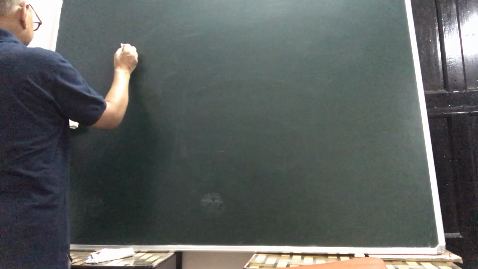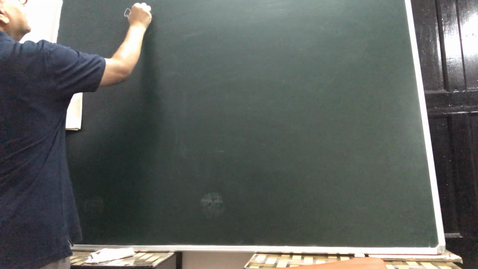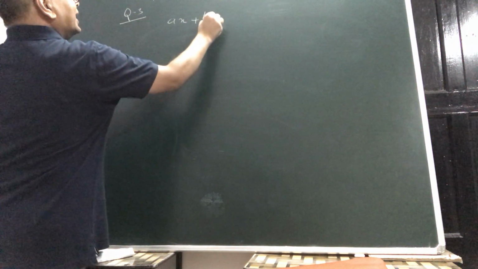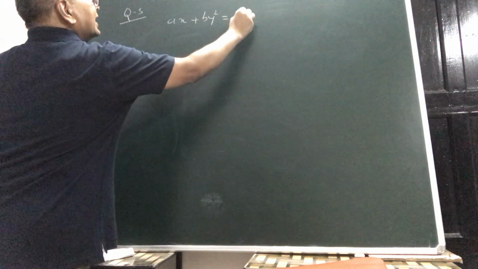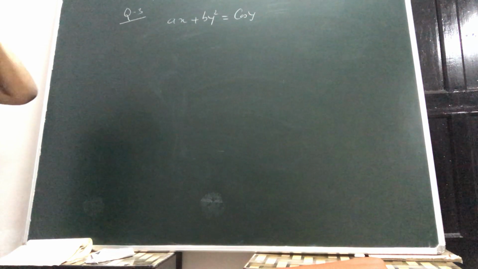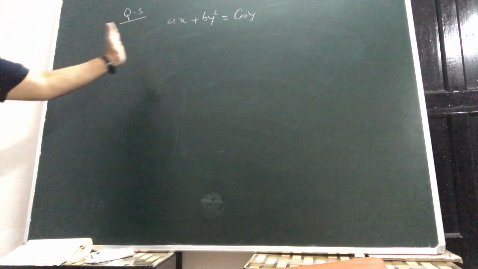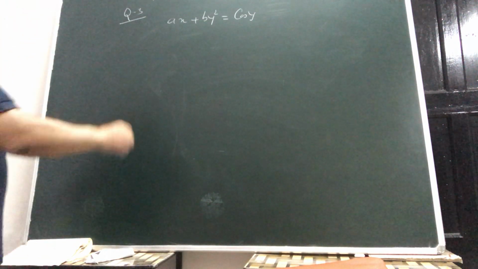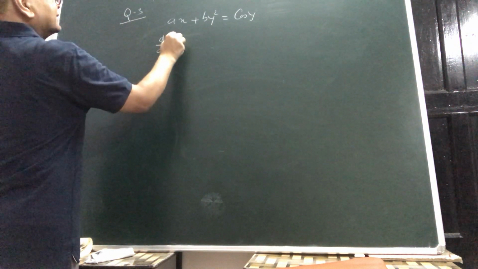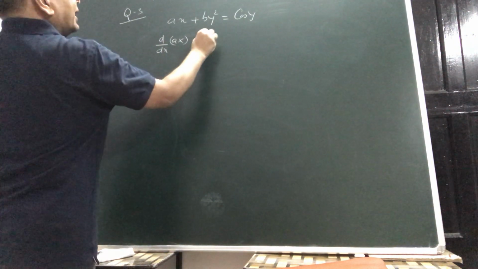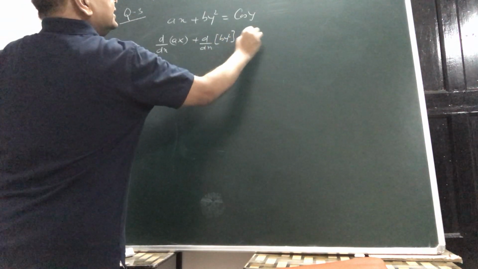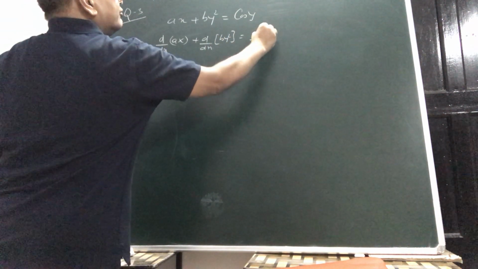Question 3. Please see, they are very simple. ax plus by square is equal to cos y. Again here see, you won't be able to express y directly in terms of x. So what you will do here? Differentiate the entire equation with x. So what you will get is d by dx of ax, plus d by dx of by square, equal to d by dx of cos of y.